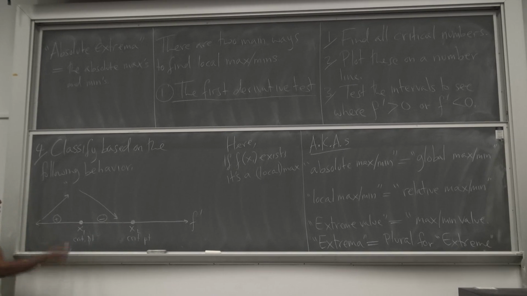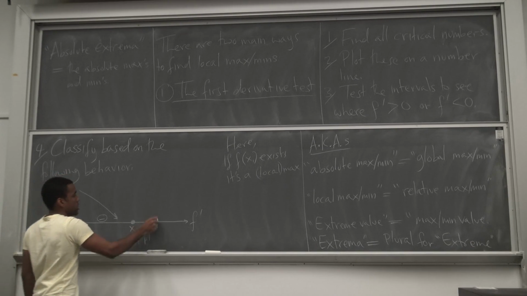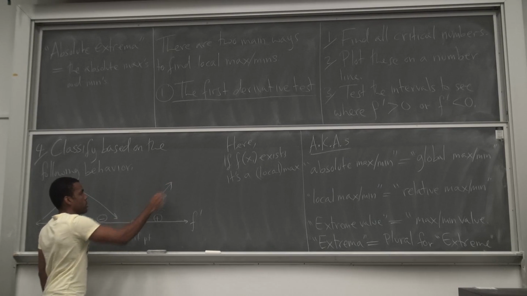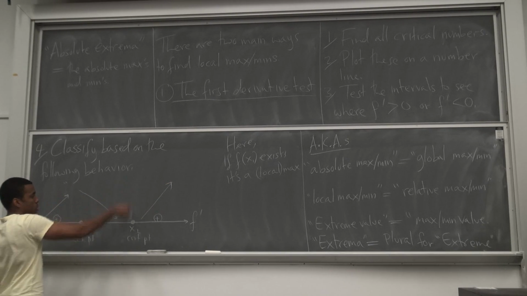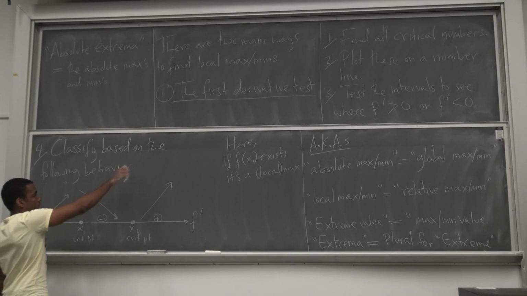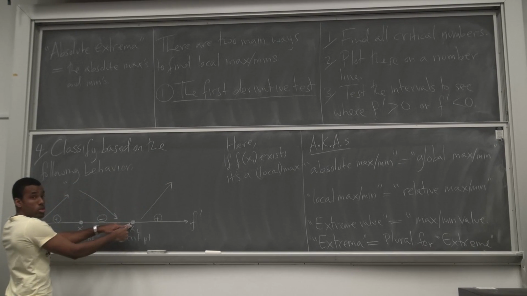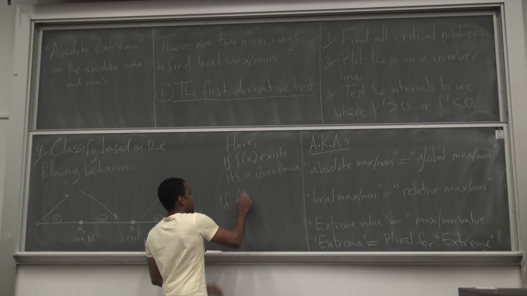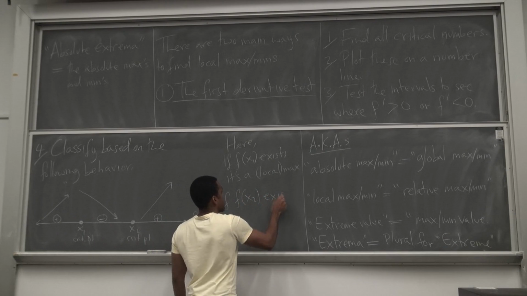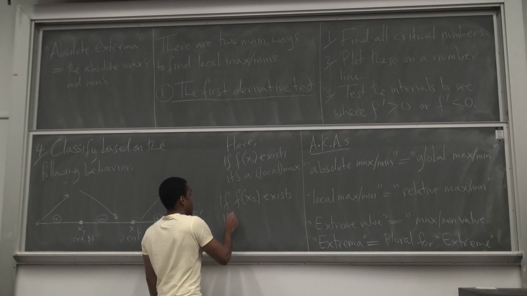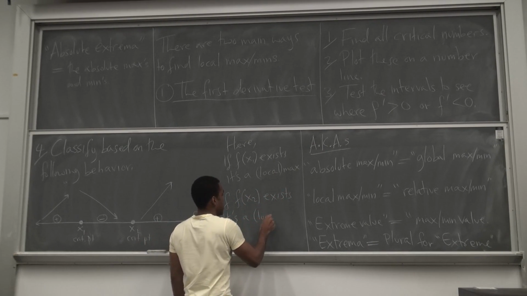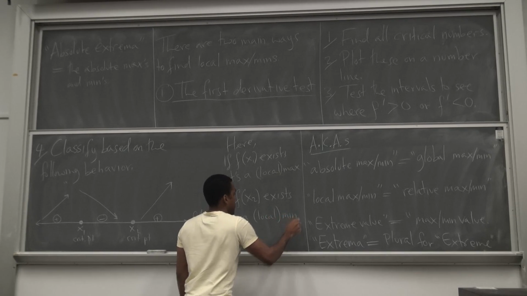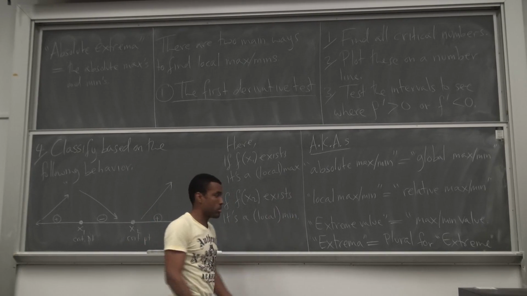Now if your function is continuous here, and you're increasing and then decreasing, it means you hit a maximum point here. If you test this guy, and that's positive, it goes up. And you're continuous here. If you're decreasing and then increasing, that means you would have hit a minimum here. If f of x2 exists, it's a local min. In any other situation, it's neither.